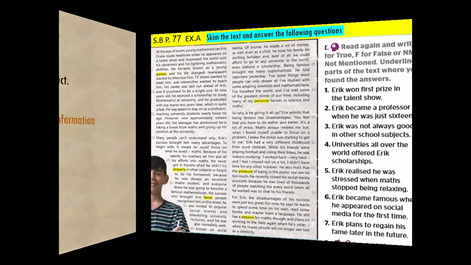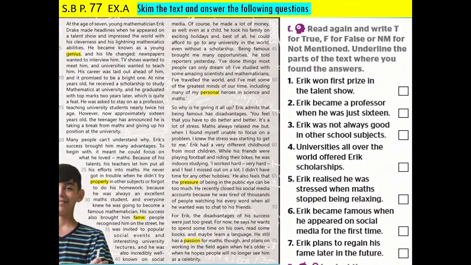Well, exercise C, page number 77. Skim the text and answer the following question. Read again and write T for true, F for false, or NM for not mentioned. 1. Eric won first prize in the talent show. Not mentioned. 2. Eric became a professor when he was just 16.